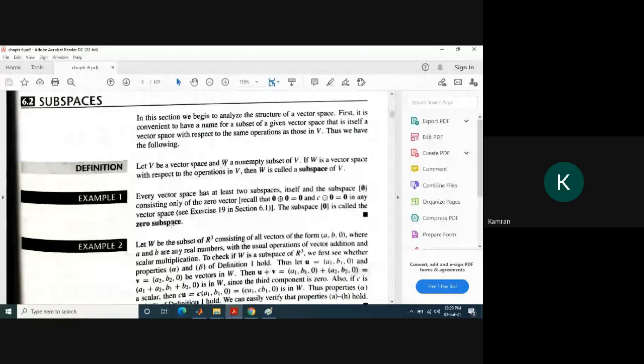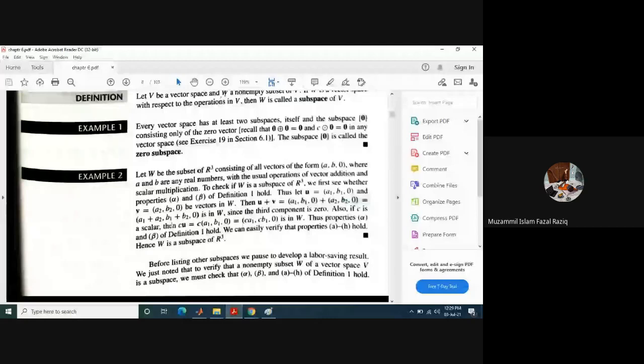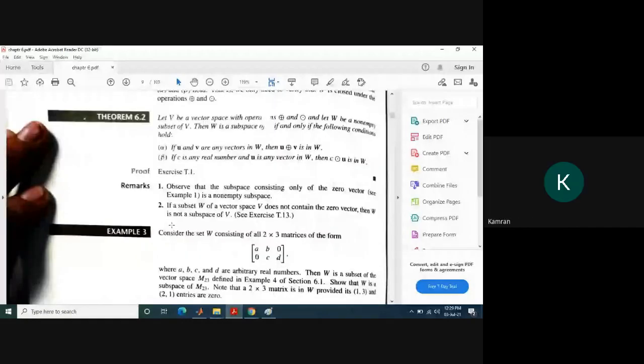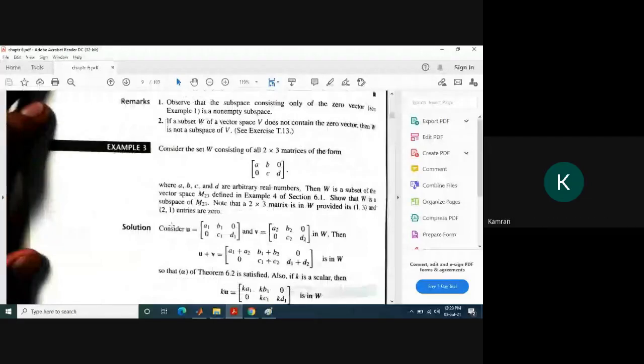बात समझ आ रही है? Yes, sir. Yes, sir. Yes, next, sir. Example number 3.